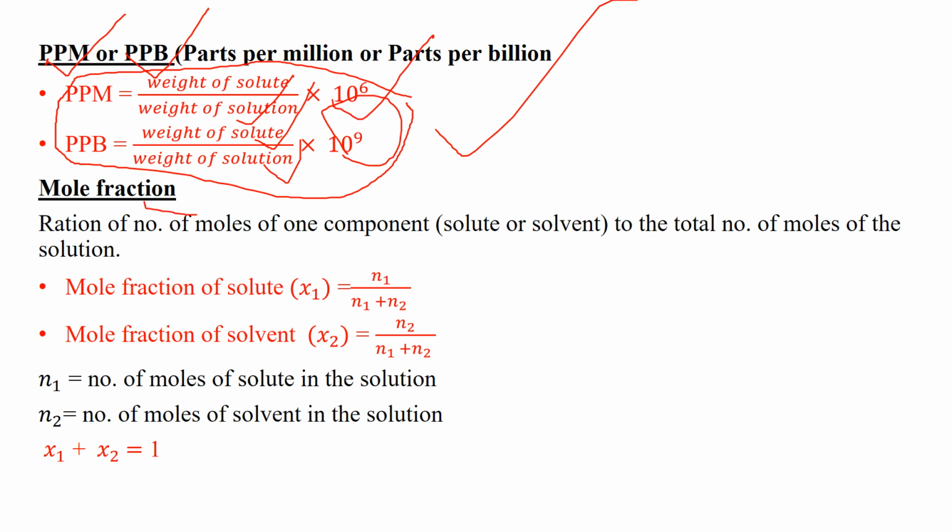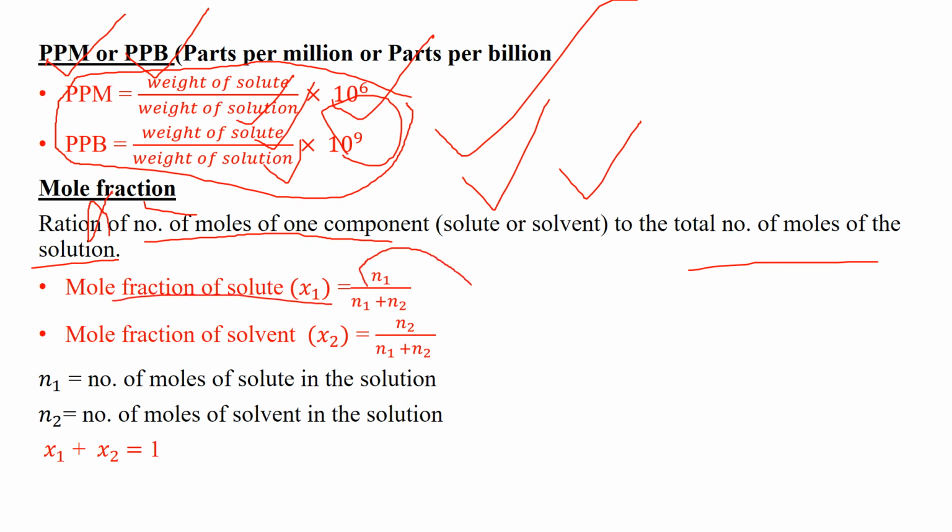Mole fraction is the ratio of the number of moles of one component, either solute or solvent, to the total number of moles of the solution. It is a ratio, right? Mole fraction of solute is equal to the number of moles of solute divided by number of moles of solute plus number of moles of solvent. Mole fraction of solvent is the number of moles of solvent divided by number of moles of solute plus number of moles of solvent. So the sum of the mole fraction of solute and the solvent is always equal to 1. You have to remember these relationships and this type of formula. These are very important to tackle the multiple choice questions.